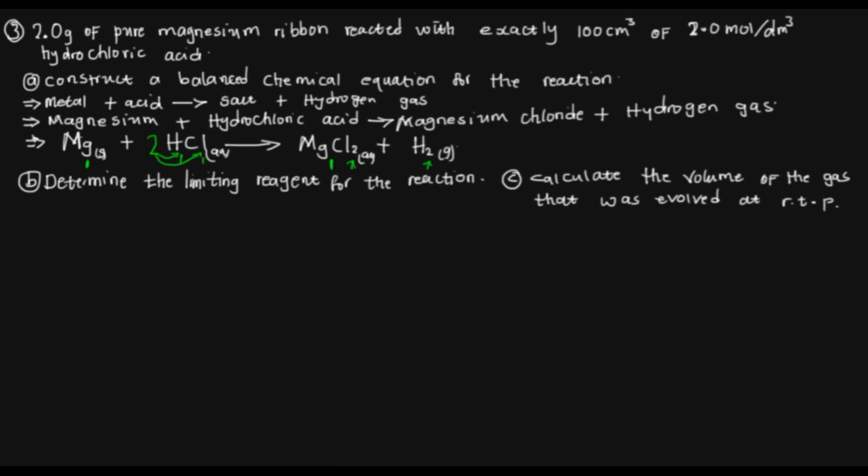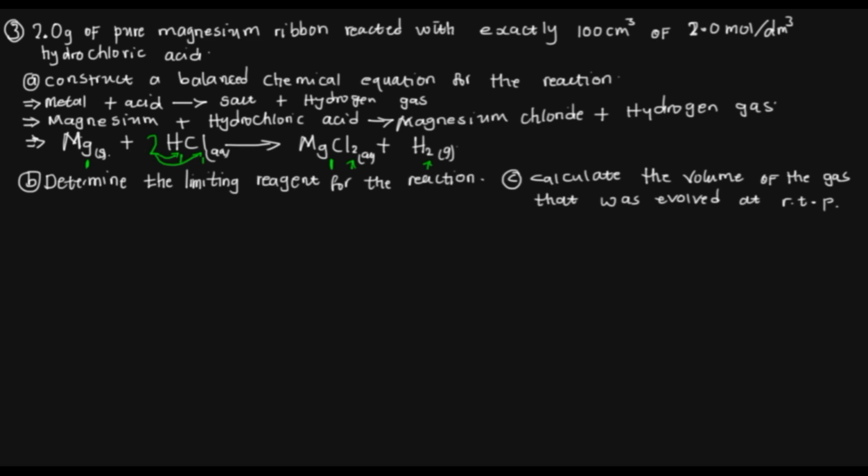Now let's move on. B, we have to determine the limiting reagent for a reaction. So we want to see the limiting. The limiting reagent is a reactant that is used up first during the reaction. So we want to see which one was used up first before the other one was done. The first thing that we need to know is a limiting reagent is always found on the reactant. So between magnesium and hydrochloric acid, we want to know which of these was used up first.